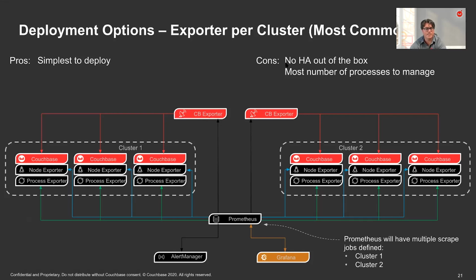The problem with this is that there's no high availability out of the box. So if this exporter goes down, we are no longer monitoring cluster 1. If this exporter goes down, we're no longer monitoring cluster 2. And so that can be a problem. You could set this up in a way that we'll see here in a second, but this is definitely the most common way to deploy this.